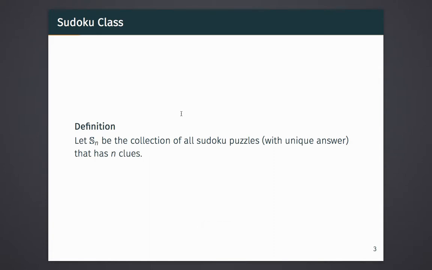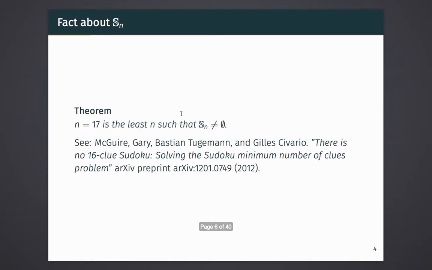And we can define Sn to be the collection of all Sudoku puzzles with unique answer that has n clues. There's a fact about Sn. Namely, 17 is the least n such that Sn is not the empty set. This means that there are no 16-clue Sudoku puzzles that have a unique answer.